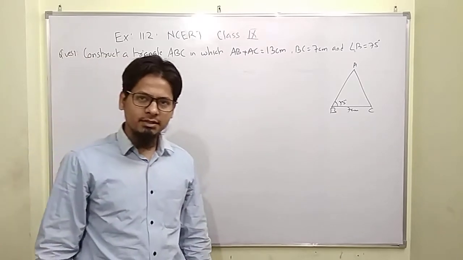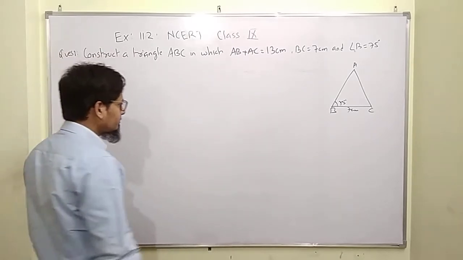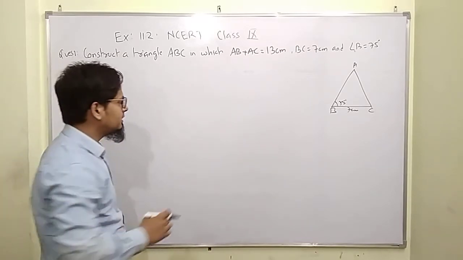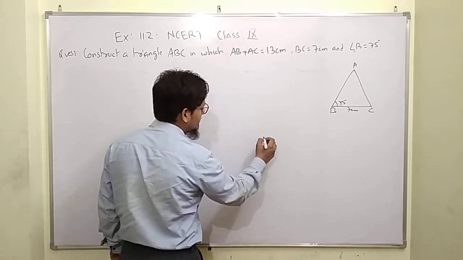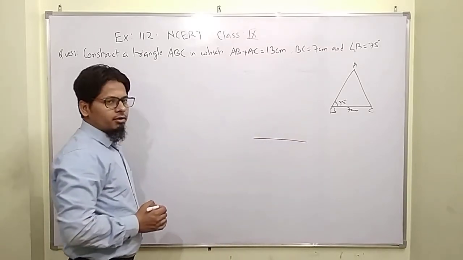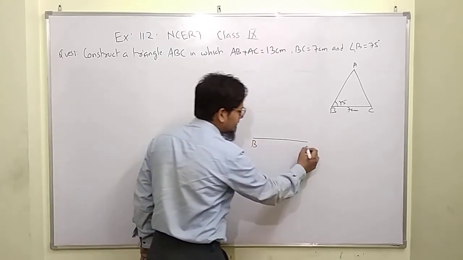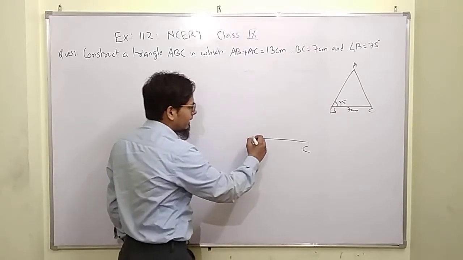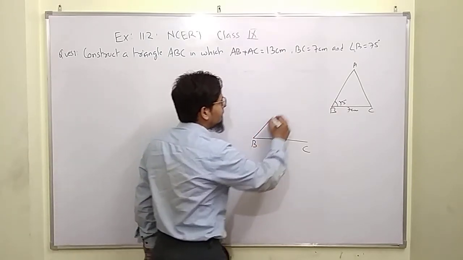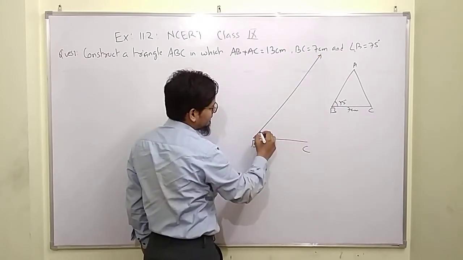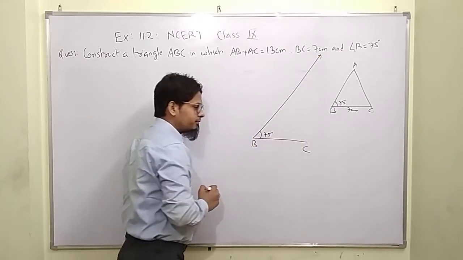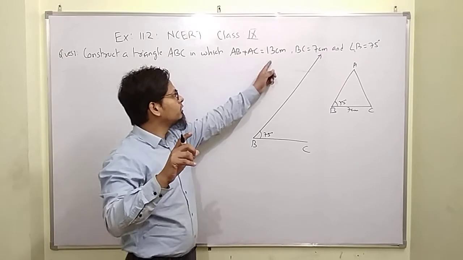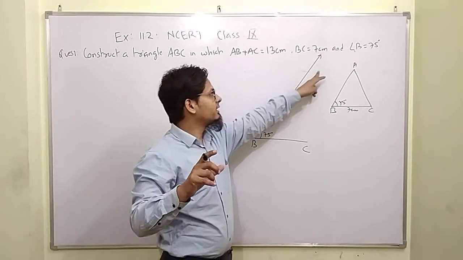So the steps are: first, we will draw the line segment BC. From point B, make an angle equal to 75 degrees. So from here I draw a 75 degree angle. After this, I cut an arc equal to 30 centimeter on this ray.